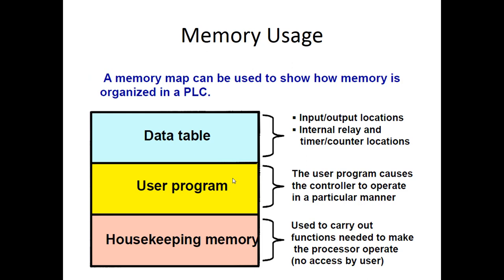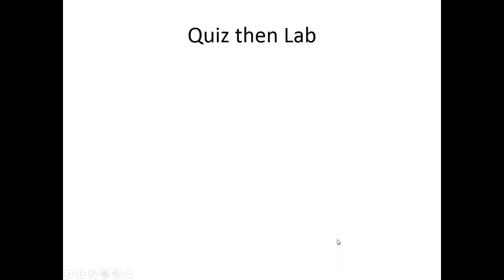Memory usage. So the memory map is the data table, and we've been getting into the data table to look at ones and zeros, and we'll be getting more into it as we start doing timers and counters and bits. The user program, that is your ladder logic, and we are doing a lot of ladder logic, and so these things here are going to be volatile because they get put into your RAM. The housekeeping memory, this is for the PLC to operate. This really is an access bias. This is programmed in there, and that is the ROM. That is the non-volatile part.